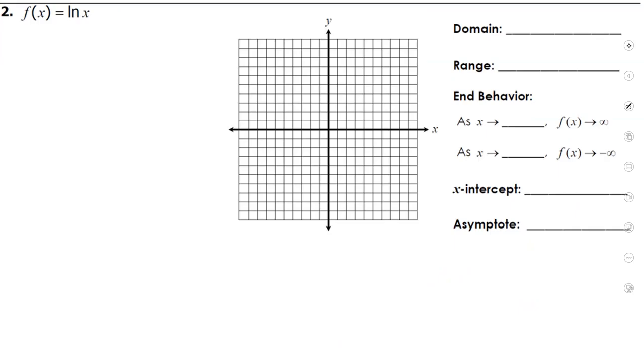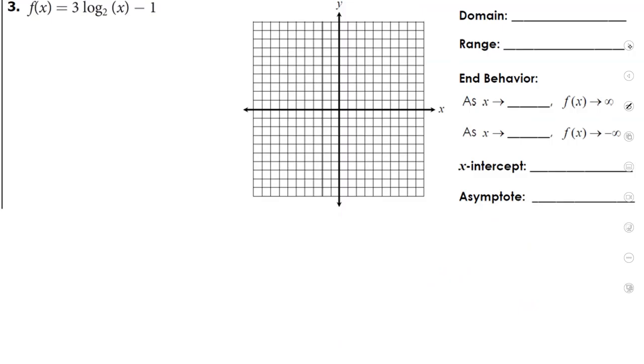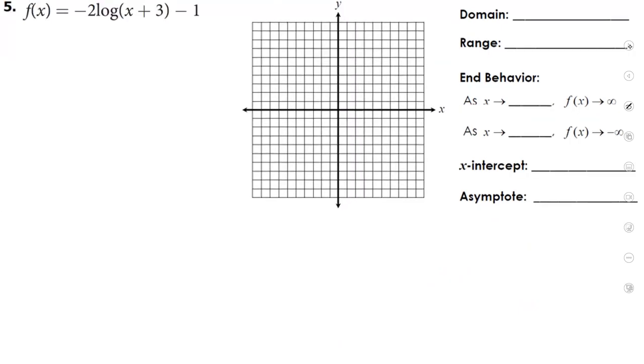Guys, what would be the inverse for an ln, for natural log? Yes, e to the x. So you would have to make a table like this and then swap it to graph that. Okay, that's the inverse. Let's talk about some transformations though. Let's look at number 5.